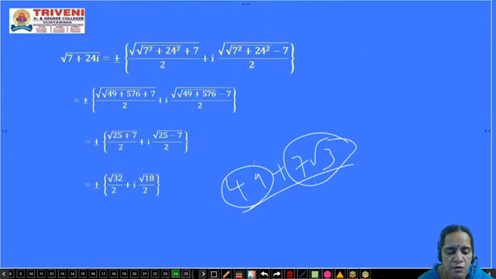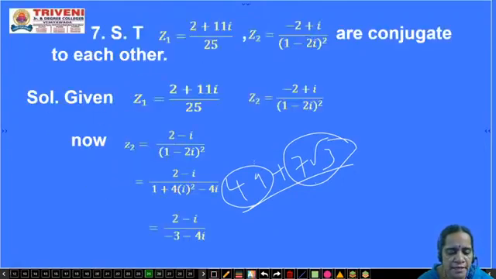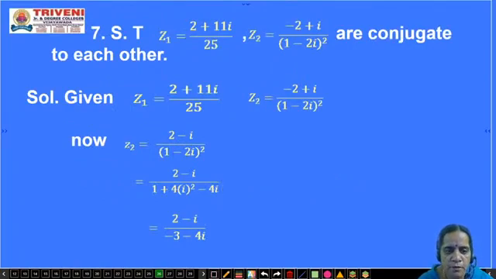Okay, and then we are going to the next one. Next problem like this. Suppose two complex numbers are there. These are conjugate to each other. We have to show whether these values are conjugate or not. Z1 is equal to 2 plus 11i by 25 and Z2 is equal to minus 2 plus i by 1 minus 2i whole square. First we have to take Z2 is equal to minus 2 plus i by 1 minus 2i whole square.